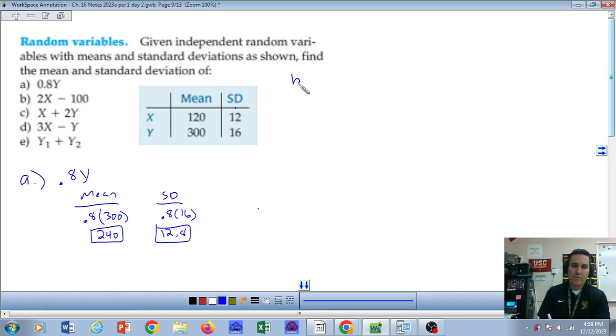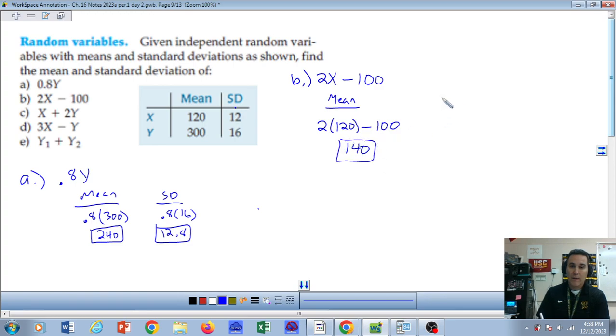The B part, pretty straightforward too. You're going to take the x variable, multiply it by 2, and subtract 100. What's that going to do to the mean? And what's that going to do to the standard deviation? For the mean, you're going to take your mean of x, multiply it by 2, and then subtract 100. So you're going to end up getting 140 for your mean after the transformation. And then for the standard deviation, you're going to take your 2 and multiply by the standard deviation. You are not going to subtract 100. So the standard deviation after the transformation is actually 20. Be careful on that one.